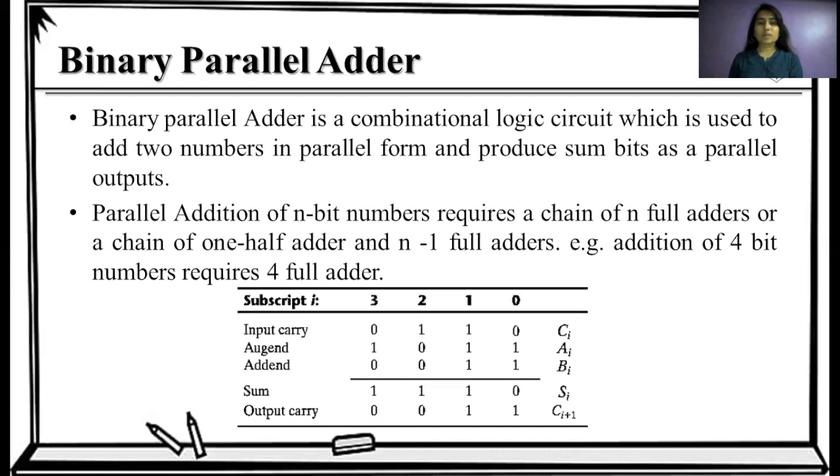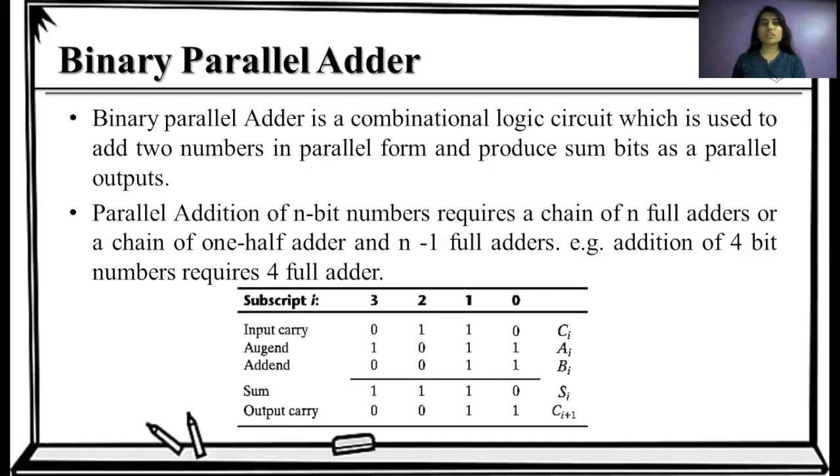Here is one example for A0, A1, A2, A3 and B0, B1, B2, B3 addition. We can add these numbers as 1 plus 1, sum 0 carry 1, then 1 plus 1 plus 1, sum 1 carry 1, then 1 plus 0, sum 1 carry 0, and then next 0 plus 1 plus 0, so we have a 1. So here we have two types of carry: input carry, which results from previous addition, and output carry. So this is how we perform 4-bit addition.